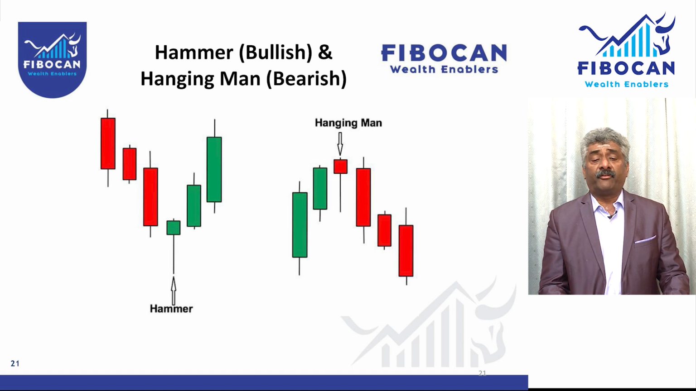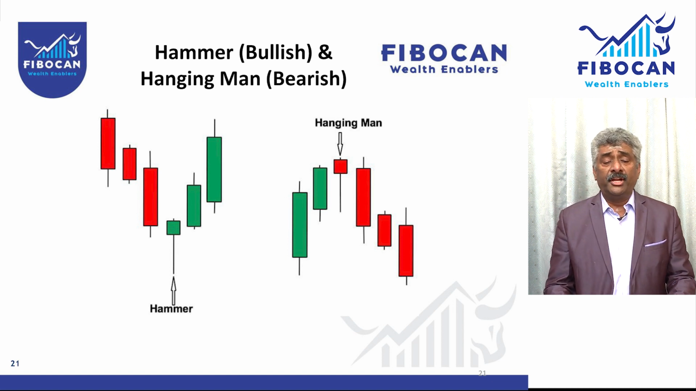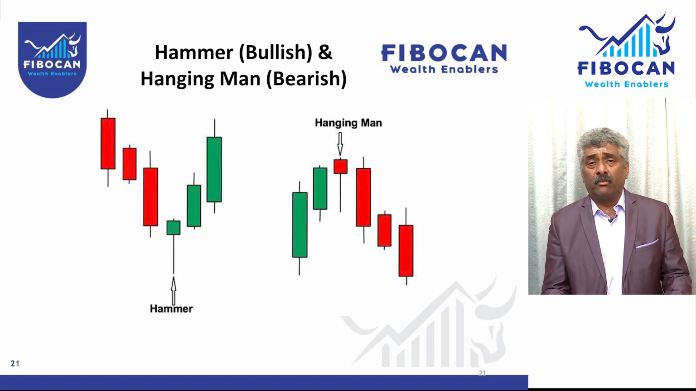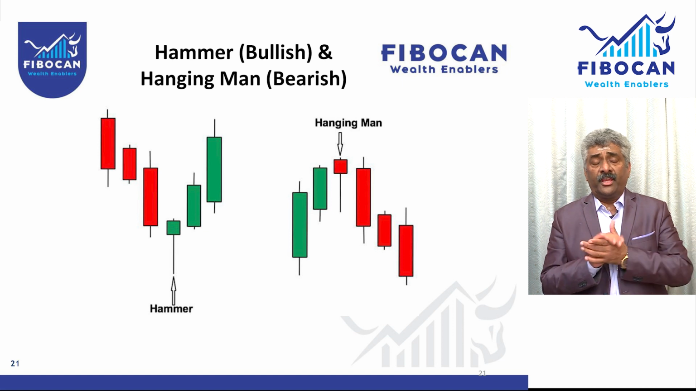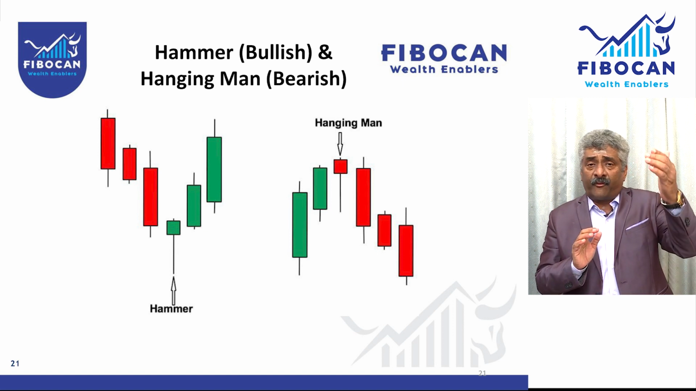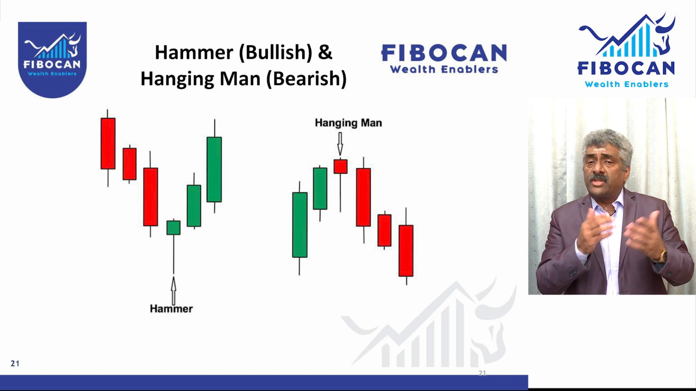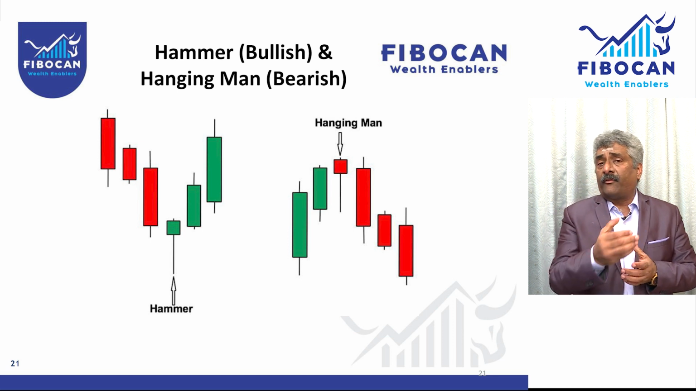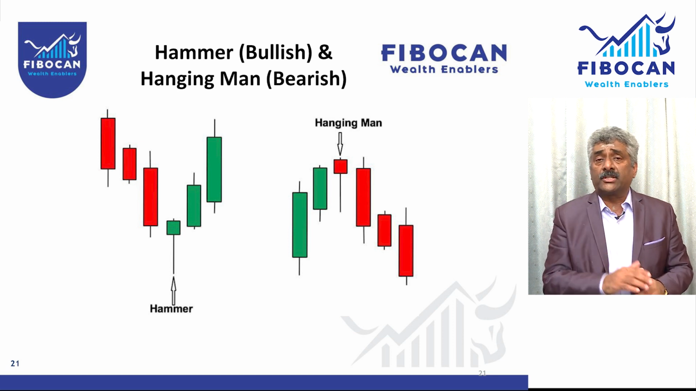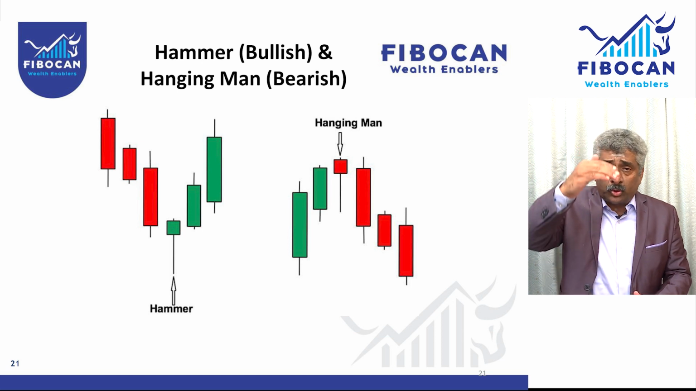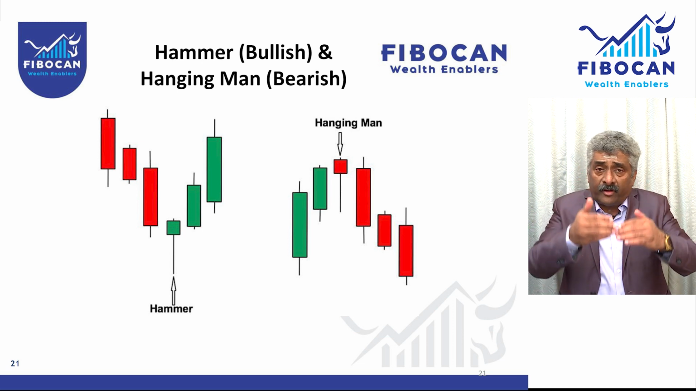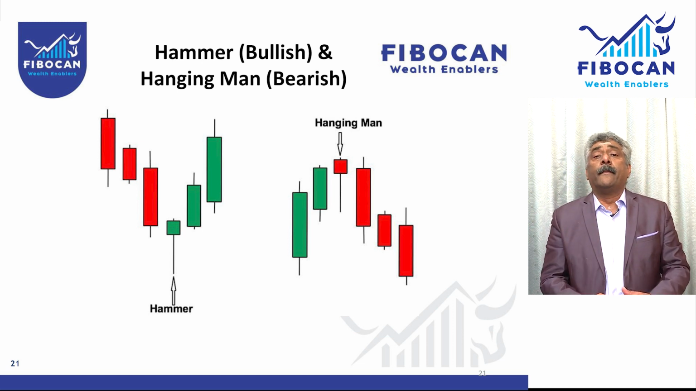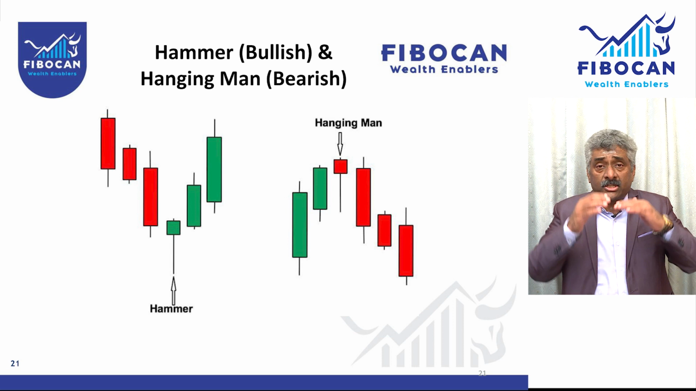Next is slide 21. Hammer, we call it the bullish hammer. It is a bullish candle, and the hanging man is called bearish. So normally what happens, you see here on the left hand side, there is a powerful series of downtrend red candles, which means it is a downtrend. Then what happened? The fourth candle opens lower and bears took the price down, with a long lower wick. That means the price went all the way down, but ultimately bears could not hold there.